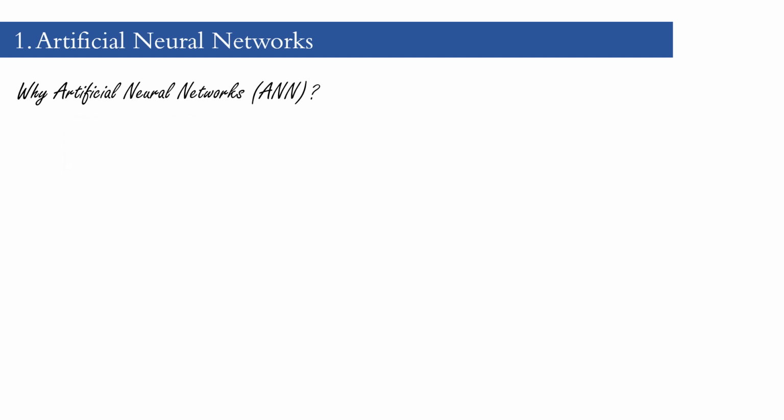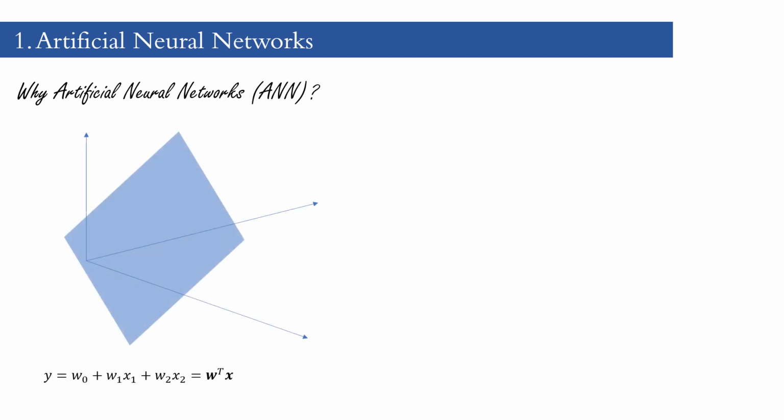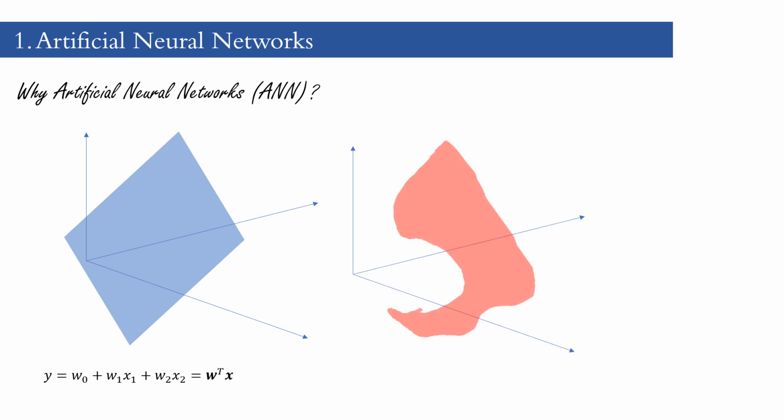To understand the necessity for a neural network, let's assume there are two input variables x1 and x2, and we want to relate this linearly to an output y. This will be a plane in the 3D space. For notational convenience, let's use the vector notation and represent this as W transpose X. What happens if the relationship is very complex as on the right hand side? This is a nonlinear relationship and simple linear regression won't model the relationship properly.